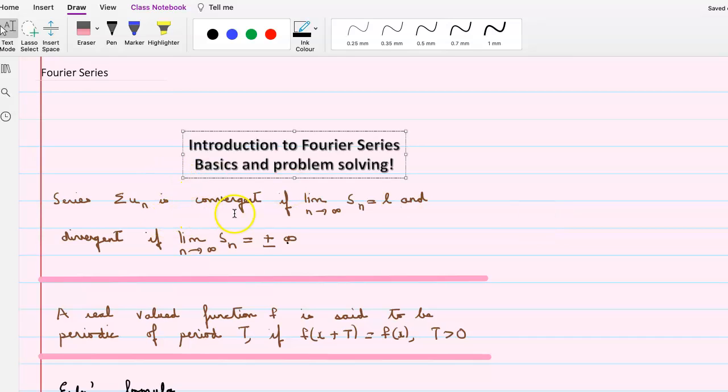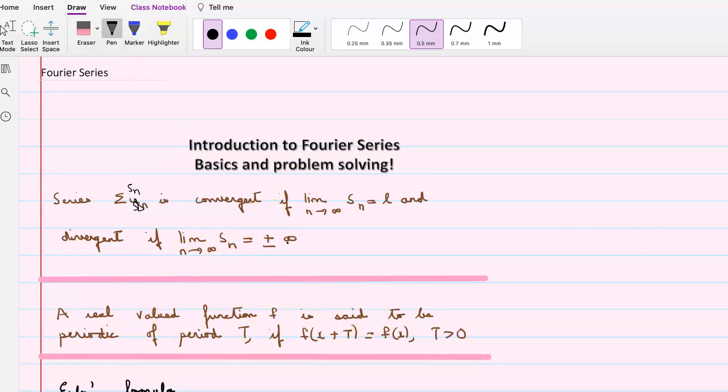Now a series summation un is convergent if limit Sn, n tending to infinity, equal to L. A series is convergent if limit Sn as n tends to infinity is L, and divergent if limit Sn as n tends to infinity is plus or minus infinity.